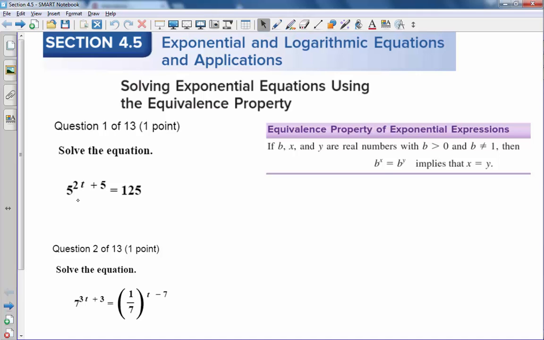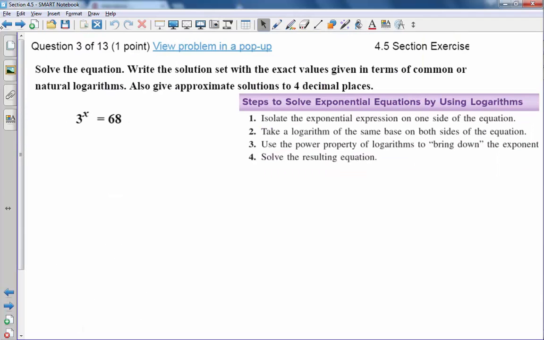You have some exponential expressions embedded in the equation, and our first trick is, if you are lucky and the numbers and terms are convenient, you try to raise both sides into a power of the same base, such as 125 is 5 cubed. 5 cubed equals 5 to the 2t plus 5. Cancel 5, set each other equal. We're all done.